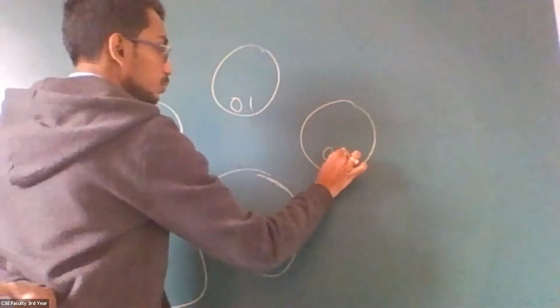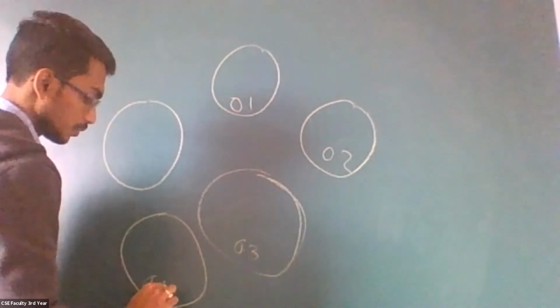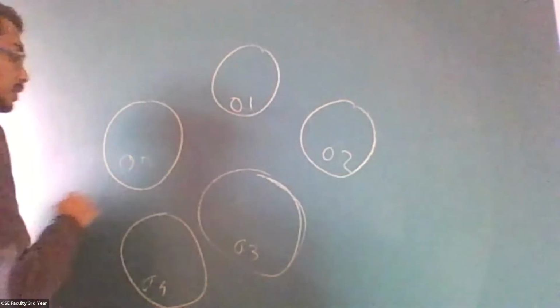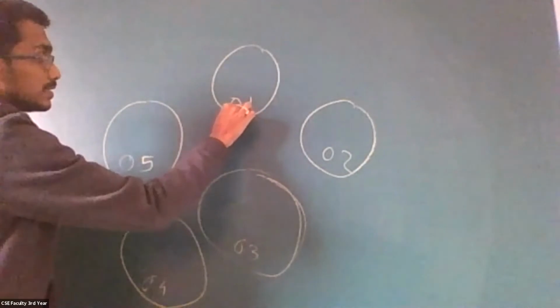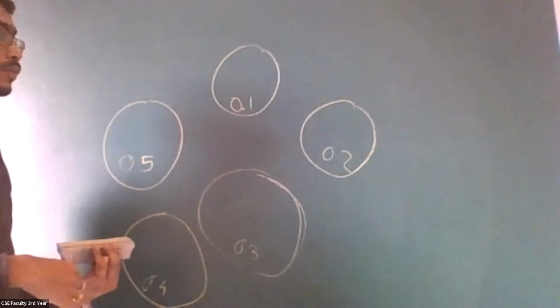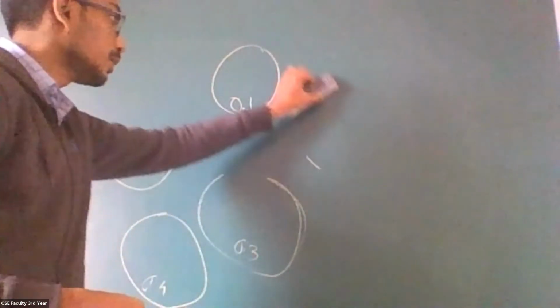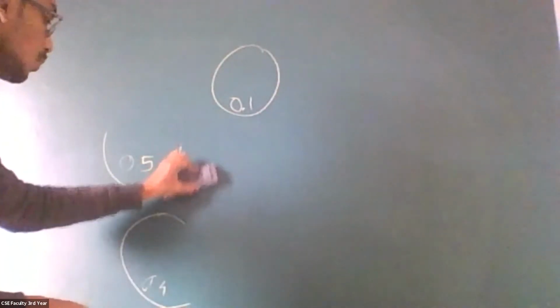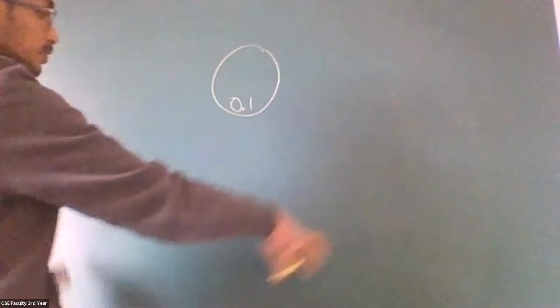Okay, 0.2, 3, 4, 0.5. Now, suppose I am taking this 0.1 process for level 2 DFD. For level 2, I am selecting this 0.1 process. For each of the processes, you can draw level 2 DFD if it has any sub processes.